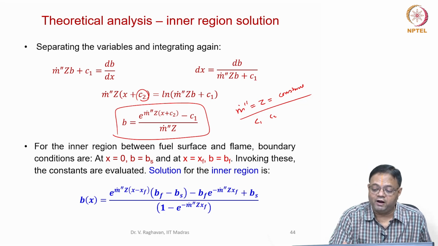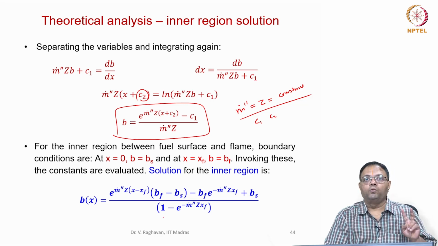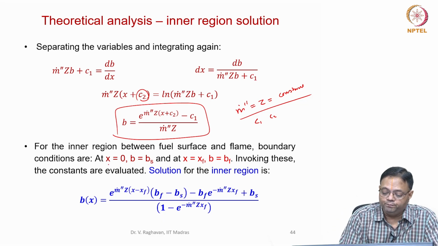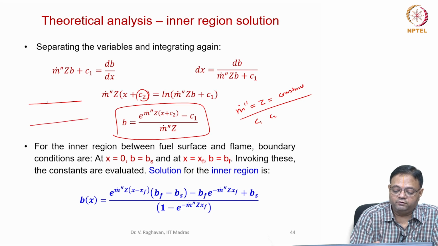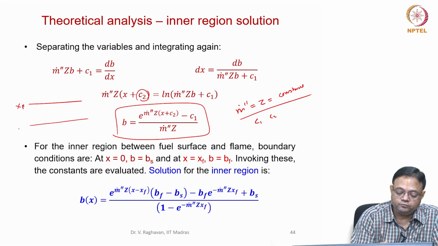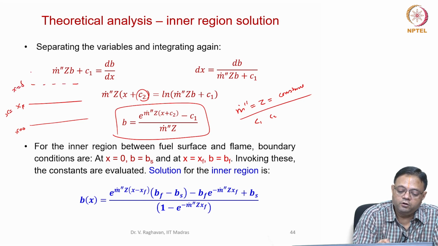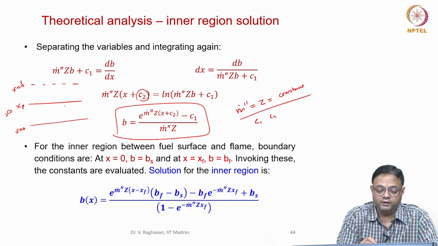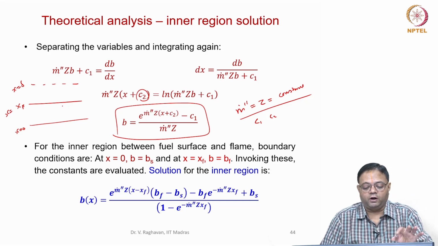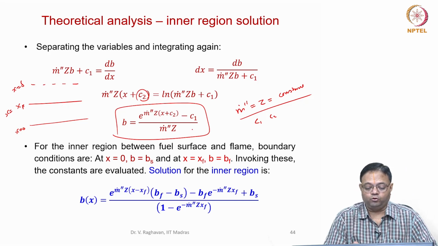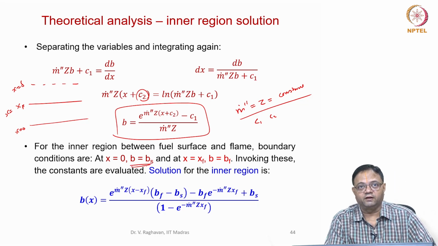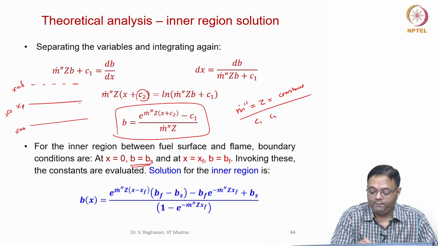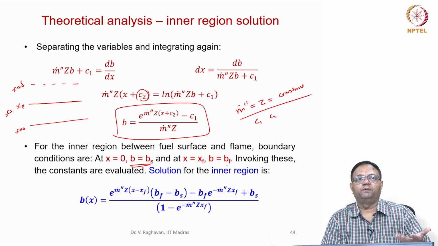Now, in order to evaluate C1 and C2, I need 2 boundary conditions. Now you have to understand, this is the interface, this is the flame, and this is the boundary layer. So, now in the inner zone, when you find the solution for B, there are 2 boundary conditions. At x equal to 0, B equal to B surface. At x equal to flame, B equal to whatever be the value of B at this.